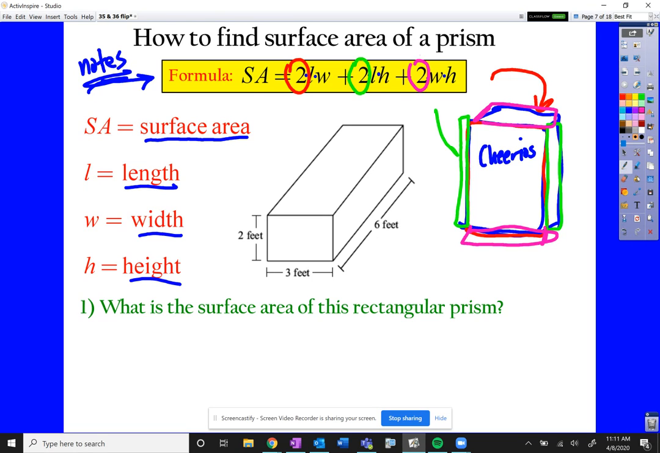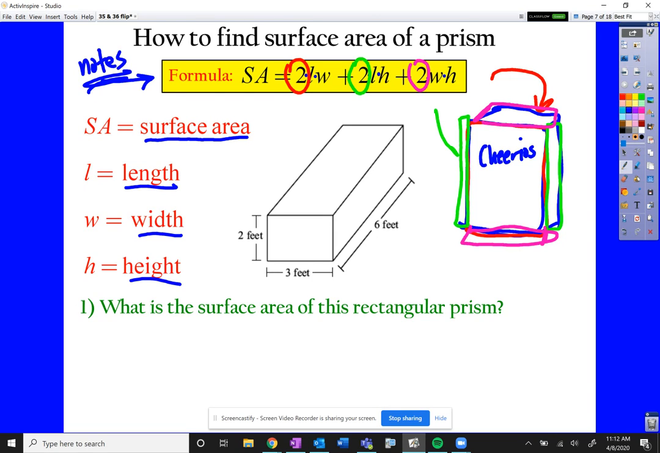Add that to 2 times the width times the height. And we add up all the faces. That's how much covers the entire box. That's what we'll call surface area. Okay, so here's the great thing, guys. You can choose whatever is length, whatever is width, and whatever is height. You just have to make sure that you assign and don't repeat any of the length, width, or height. It's totally up to you.